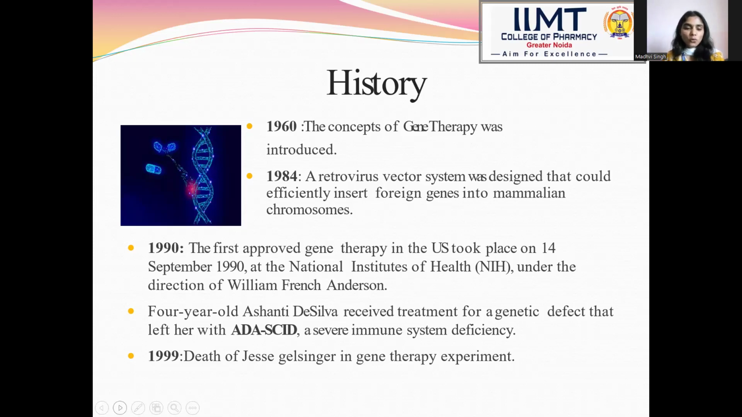After that, 4-year-old Ashanti De Silva received treatment for a genetic defect that left her with ADA-SCID, a severe immune deficiency system. In 1999, there was the death of Jesse Gelsinger in a gene therapy experiment.